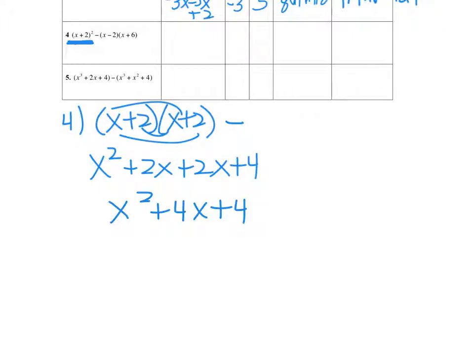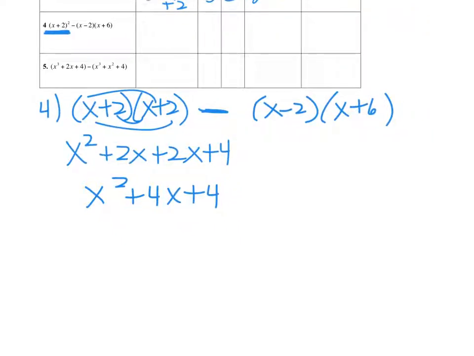Minus. All right, so now let's take x minus 2 times x plus 6. And we got to FOIL that out too. Okay? I'm going to leave the minus in the middle, and I'm going to do that later. So let's FOIL this out. I was going to do a different color, but you guys distracted me. X squared plus 6x minus 2x minus 12.